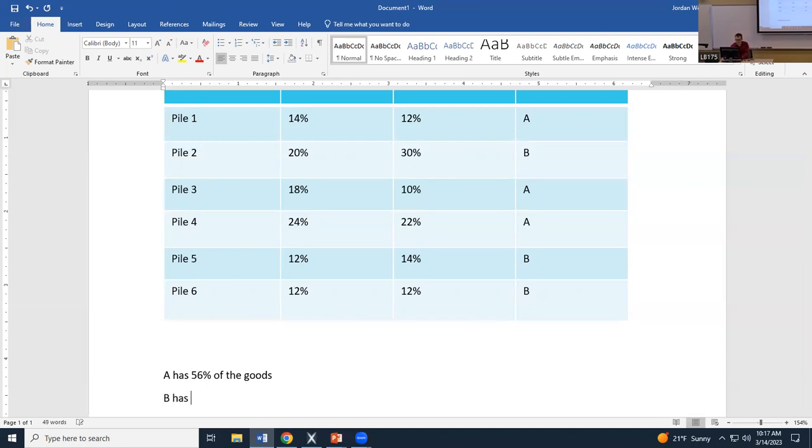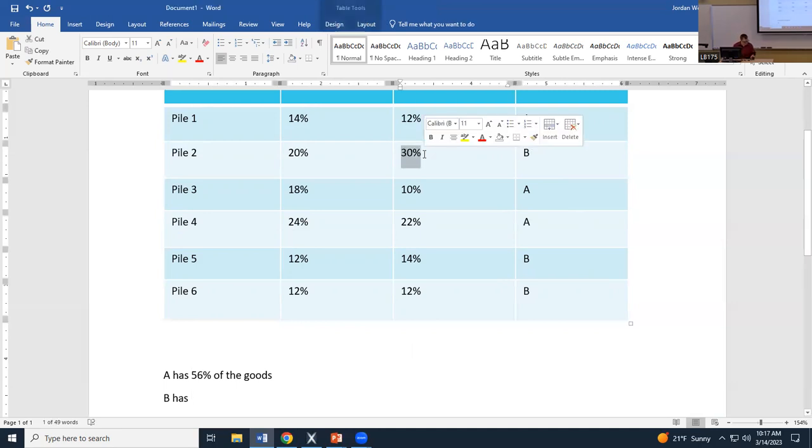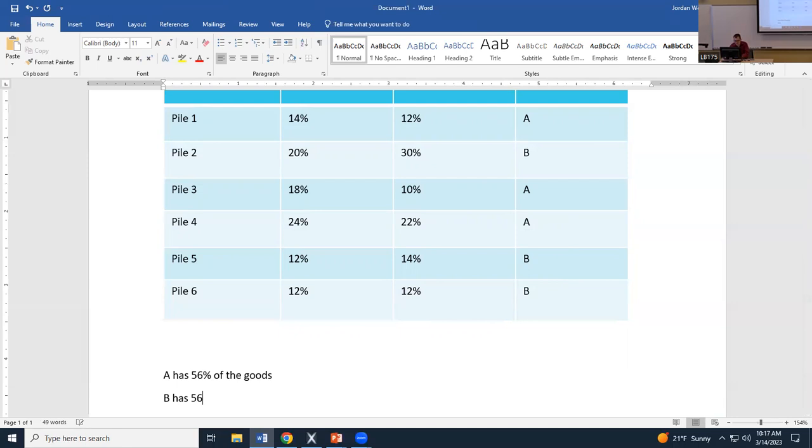B has, well, what did B have? B got pile 2, so that's 30%. Pile 5, that's 14%. And pile 6, which is 12%. So B also has 56% of the goods. That makes sense?